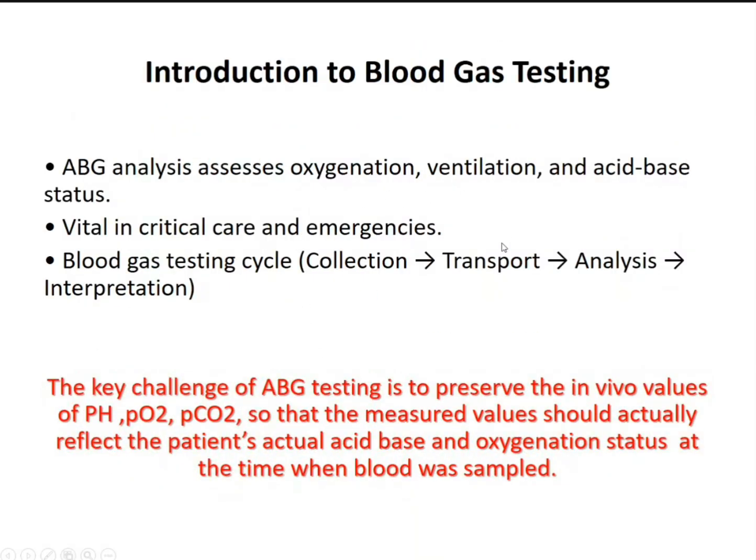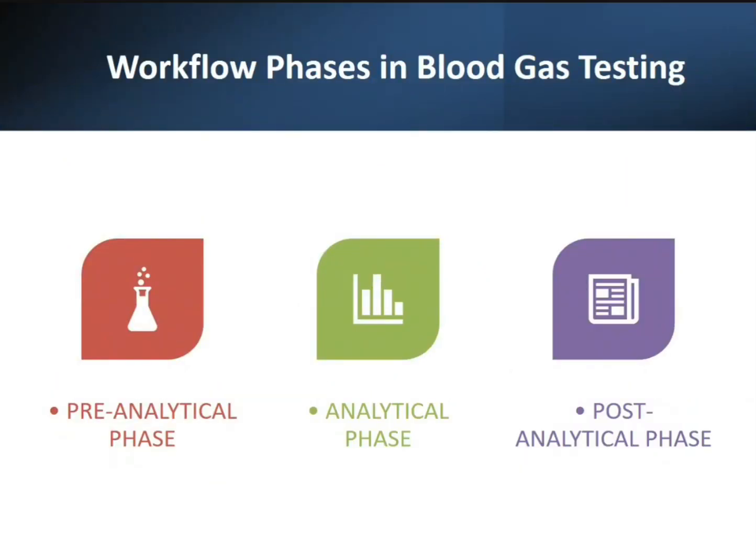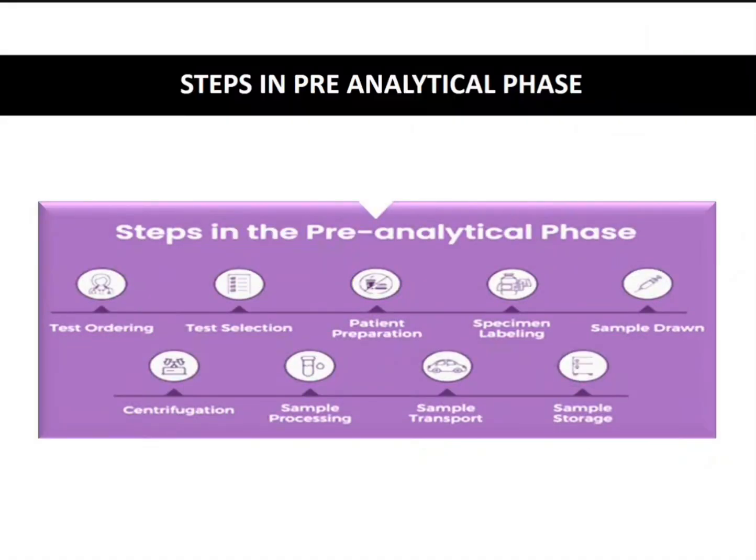So here you realize that whenever ABG analysis is being done, collection is important, transport is important. It needs to be done under, I mean, too much exposure to atmosphere is going to, if there's a bubble inside the syringe, it will affect your final ABG values. So there is a pre-analytical phase, analytical phase and post-analytical phase.